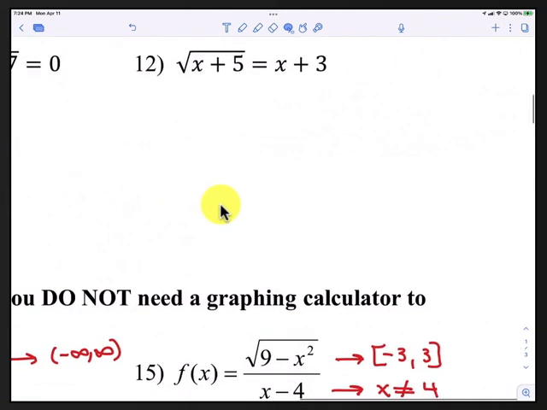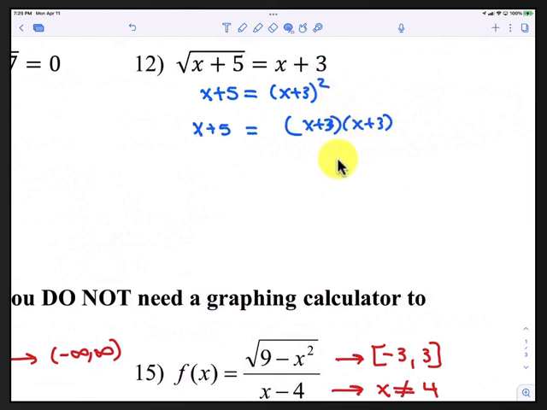And here's number 12. We want to raise both sides to the 2nd power to get rid of the radical here. That's a square root. So raising both sides to the 2nd power, we have x plus 5 equals x plus 3 squared. Now x plus 3 squared needs to be expanded, so we'll just FOIL that out. That's x plus 3 times x plus 3, and that's going to be x squared plus 6x plus 9.